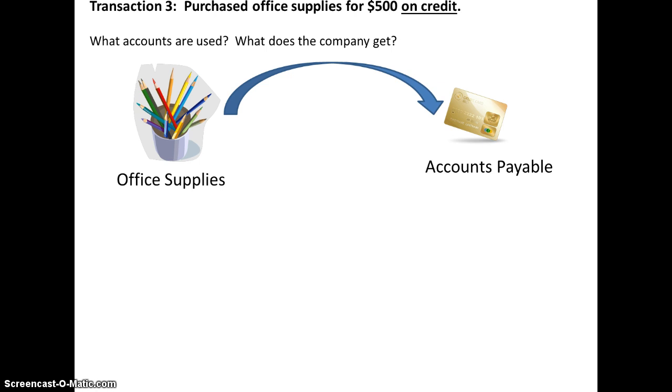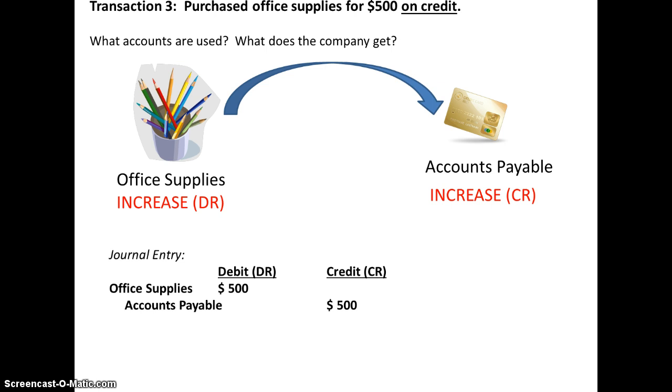So, office supplies is an asset. We want to increase what we have, so we're going to debit. Accounts payable is a liability. We want to increase what we owe, so we want to increase that with a credit. The journal entry would look like this. A debit to office supplies for $500 and a credit to accounts payable for $500. Notice how all of our credits are moved over or indented so that we can easily separate them from the debits.